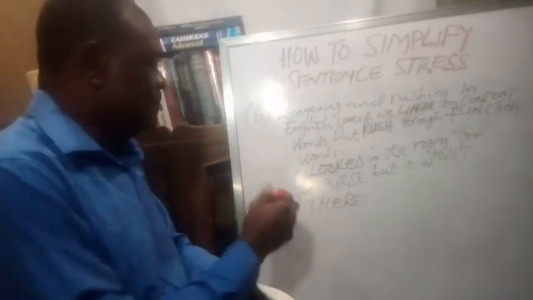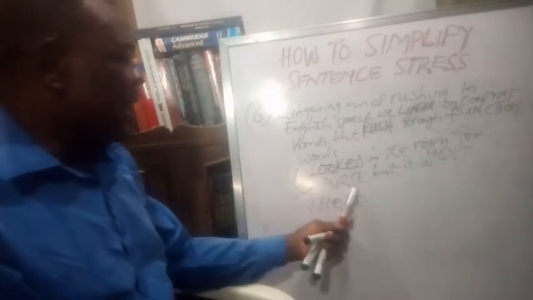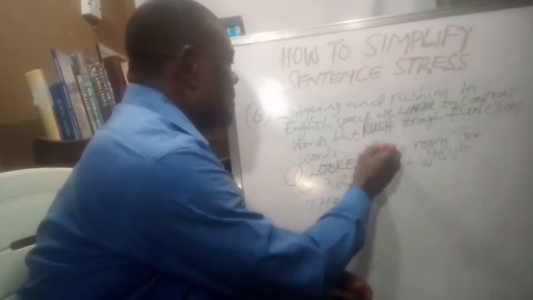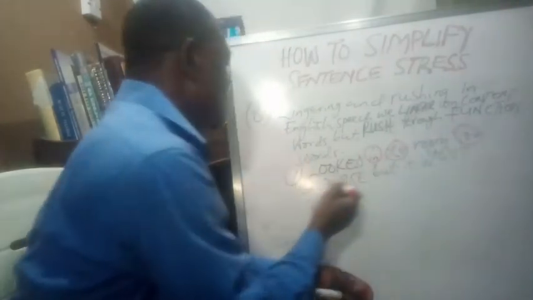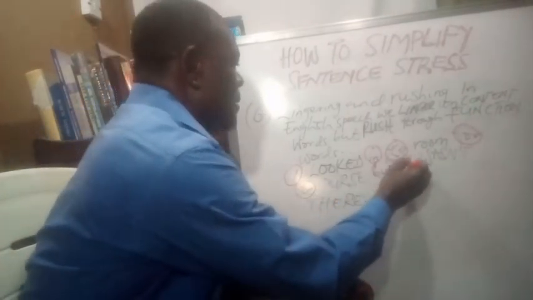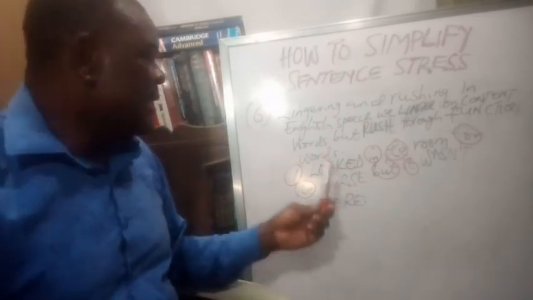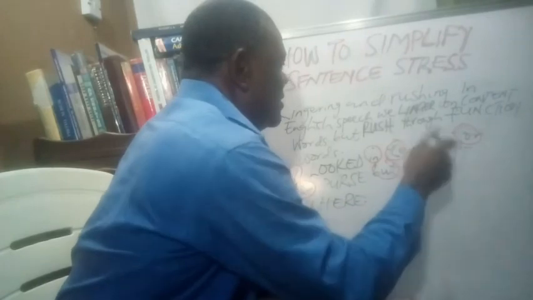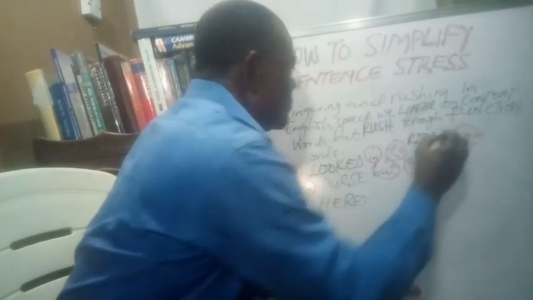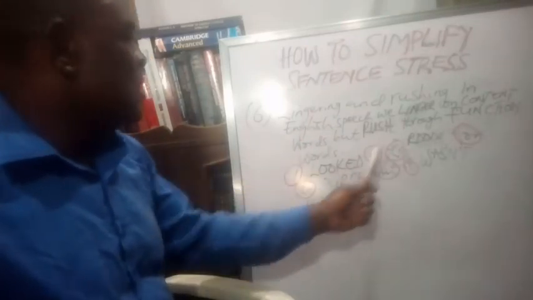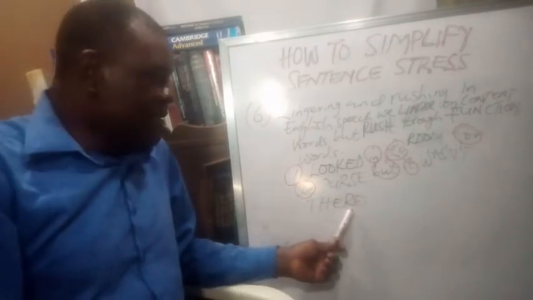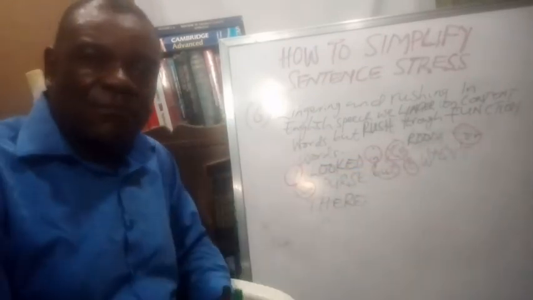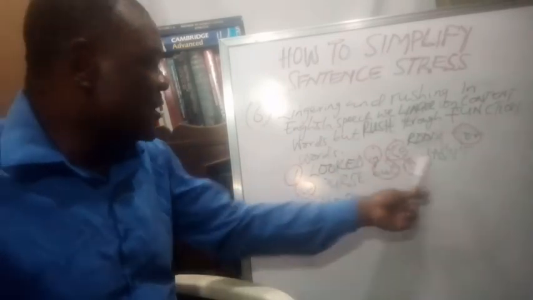Now, let's look at: I looked in the room for the purse, but it wasn't there. Now, let's encircle the function words. Again, we can see here, looked, room. Of course, we ought to also capitalize room. It's a content word. Looked, room, purse, wasn't there. You can see that even when we remove the function words, the content words give us some meaning. Looked, room, purse, wasn't there.